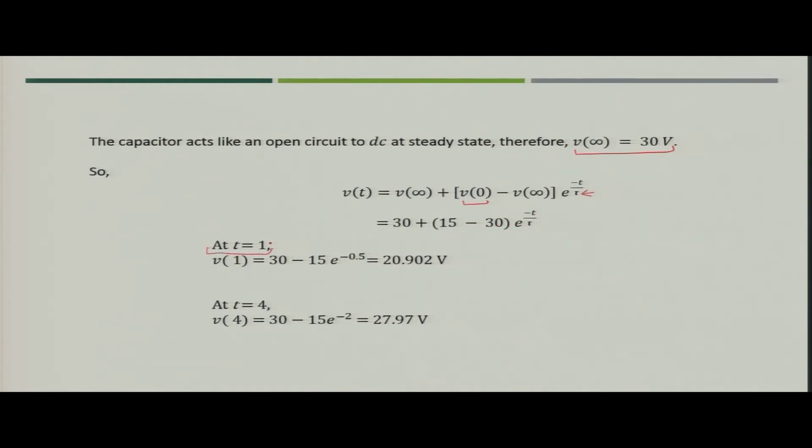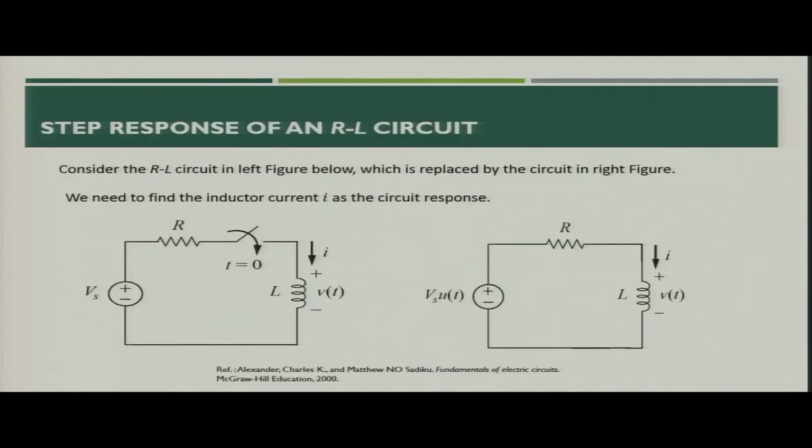Now at time t equal to 1, you put the value of t as 1, and you get the voltage V at t equal to 1 as 20.902 volt, and at t equal to 4, you simplify and get 27.97 volt. So we see that when time changes from 1 to 4, the voltage across the capacitor is rising, and finally it will settle down to the steady state value, that is 30 volt.